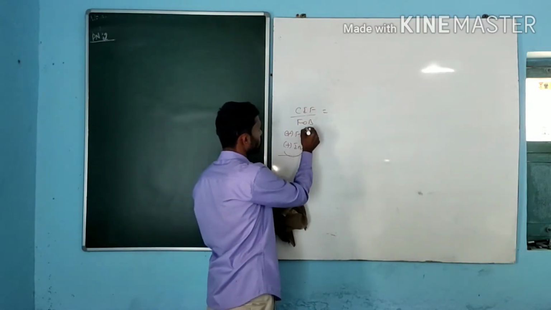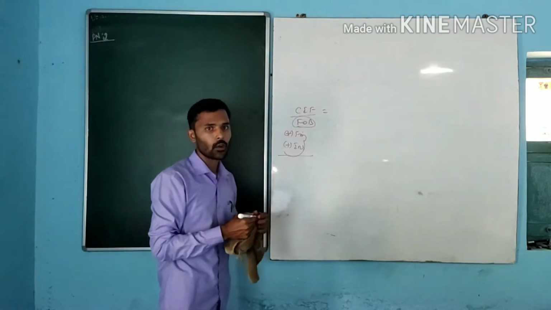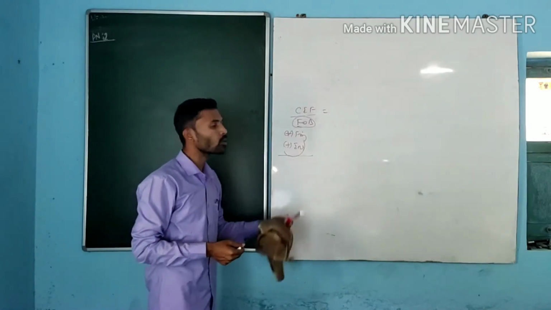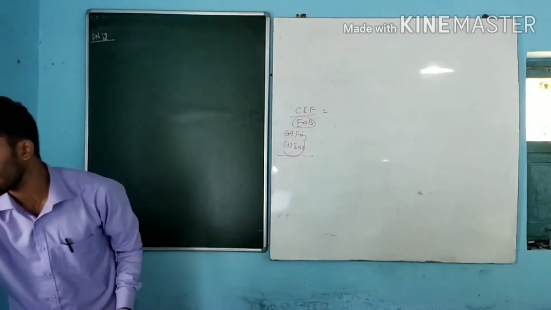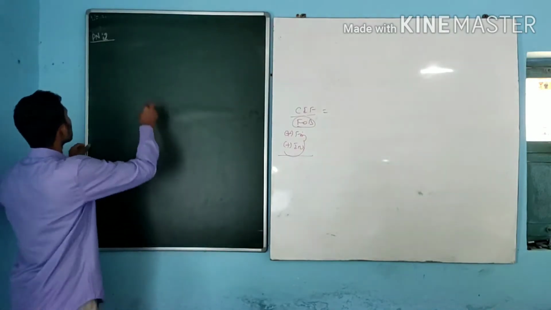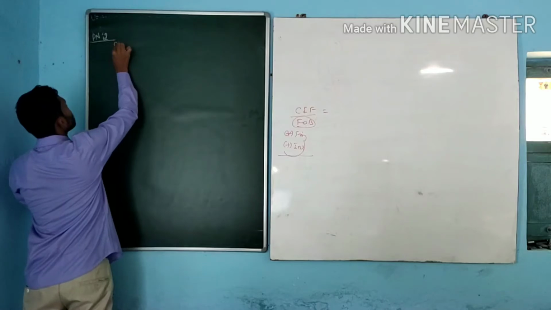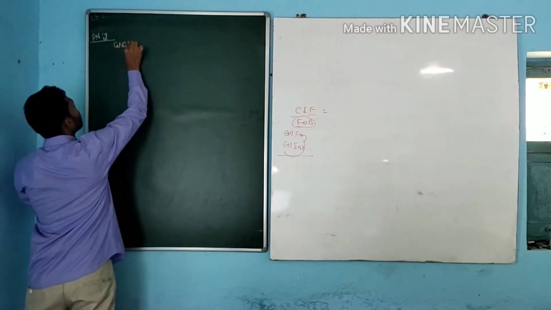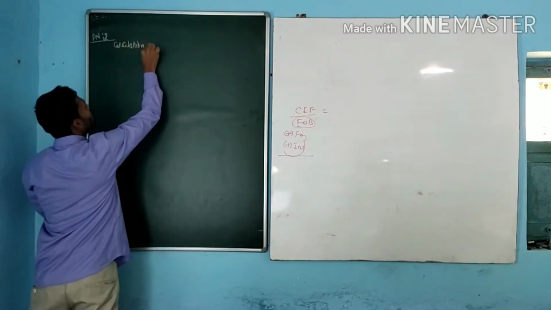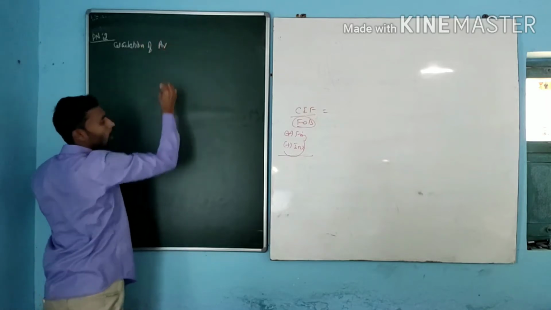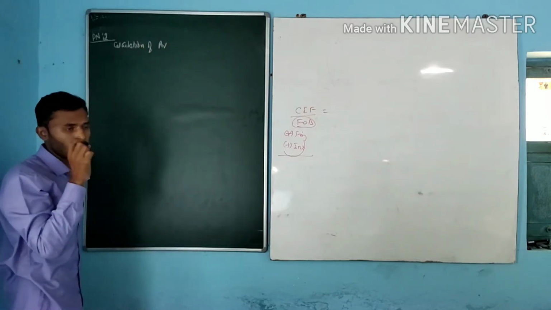If CIF is given, then CIF minus freight minus insurance, then we will get what? FOB. To find FOB, if we subtract freight and insurance from CIF, we get FOB. Right, now the calculation of assessable value under section 14 of the Customs Act 1962.